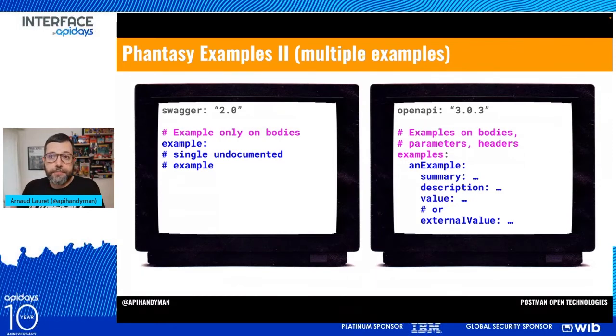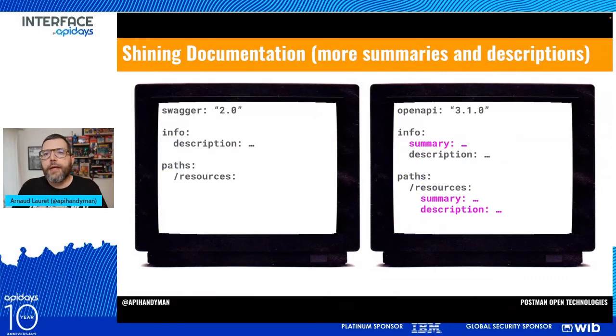In OpenAPI 3, you have examples on parameters, response headers, request bodies, and response bodies. And you can have multiple examples. Each example is identified by a specific key. You can have a summary, a description, a value, or an external value. So instead of putting the data inside the document, which can be a problem sometimes with certain types of data, you can provide a URL that points to an example document. Not a big improvement, but quite convenient.